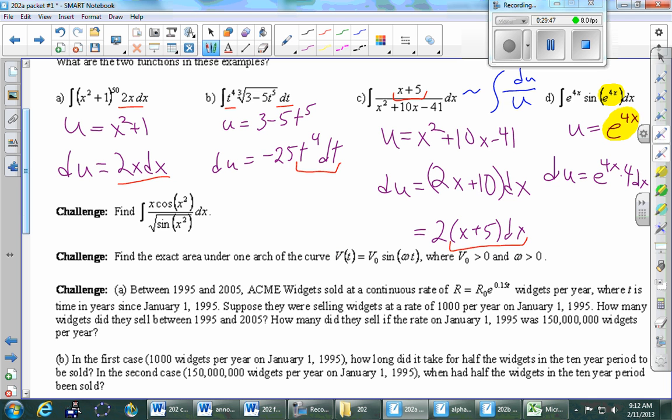And then we're going to play our underlining game. So in the original, I see sine of u, and everything else gets underlined, e to the 4x and dx. And can you find e to the 4x dx in the last equation? Yeah, it's right here. You're going to end up needing to divide by 4, but it's close enough. So that's going to work too.